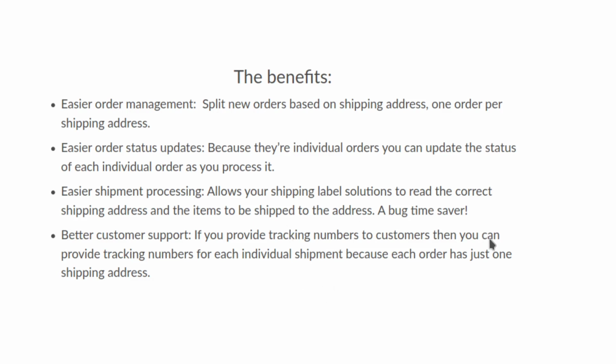And also, you can add tracking numbers in there, and that's where the better customer support comes in. Because you have individual orders, you can provide tracking numbers to the customer for each individual order, and they know what's going on with their shipment and are able to track it. So that's what this plugin does. We hope you find it useful. And keep in mind, this only works with our Ship to Multiple Addresses plugin from Ignite Woo. It does not work with anyone else's multiple address plugin.